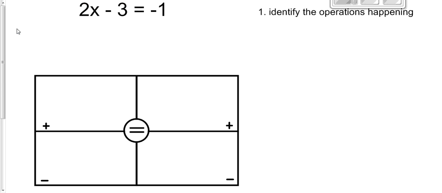Okay, let's try another equation. This time 2x minus 3 equals negative 1. Remember, we're going to identify the operations happening first. We see multiplication, 2 times x, and we see subtraction, minus 3. The opposite operations of multiplication and subtraction are addition and division.